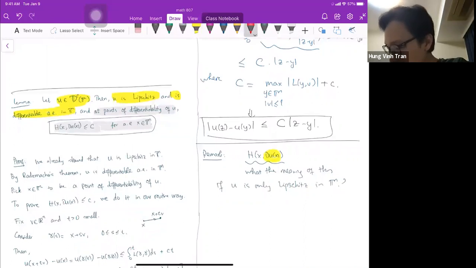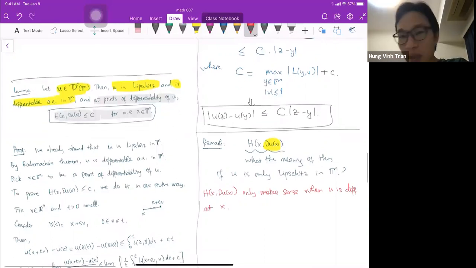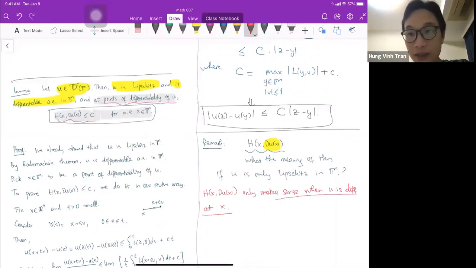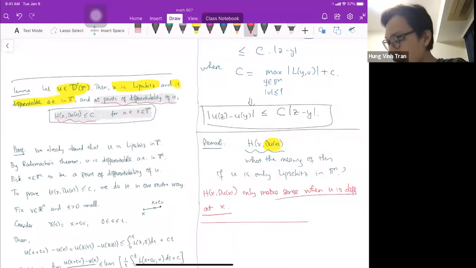So clearly, h of x du of x only makes sense when u is differentiable at x. So the question you asked, we can make it clear, like what I mentioned here, that at points of differentiability of u, this makes sense and I have this inequality. So that's a clearer way to say it now.